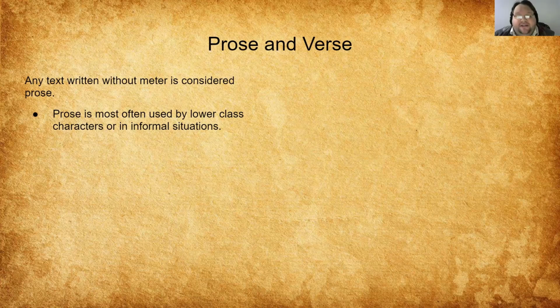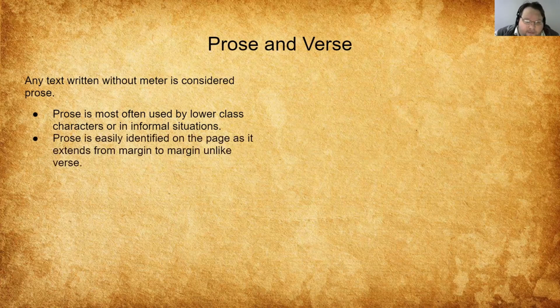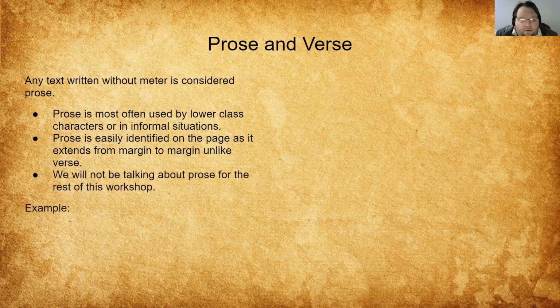There is prose in the tragedies and the histories, except for King John, I believe it's all verse, but that's getting ahead of ourselves. Prose is also easily identified on the page as it extends from margin to margin, unlike verse, which is going to be kind of cut off in the middle there. We will not be talking about prose for the rest of this workshop, because again, that's not really where you find your major clues.